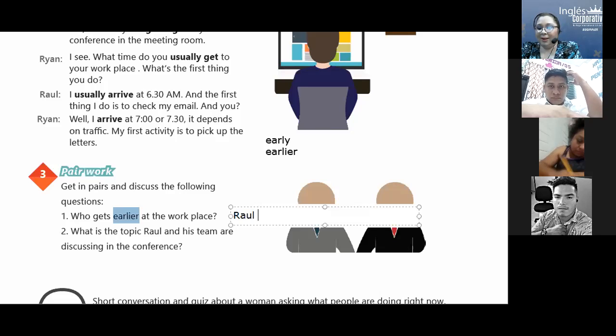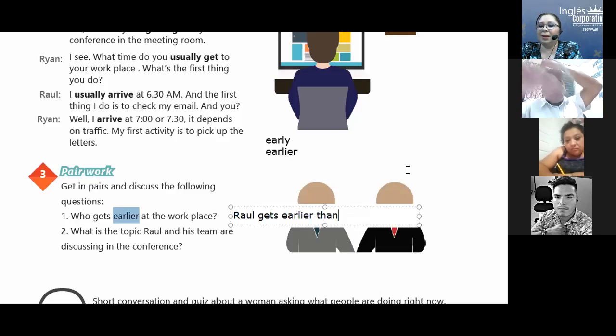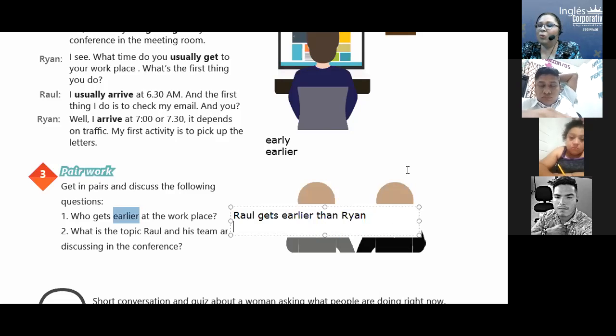Gets. Ajá. Gets. Raul gets earlier. Excellent. Raúl gets earlier than, aquí podemos usar esta palabra que significa que, ¿ok? Más temprano que, y ponemos Ryan. ¿Ok? Raúl gets earlier than Ryan, ¿ok? Así lo contestaríamos. Pero para hacerlo más fácil, para hacerlo mucho más fácil, podemos contestar así.